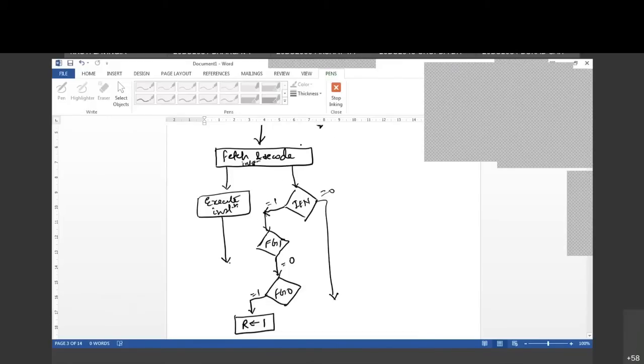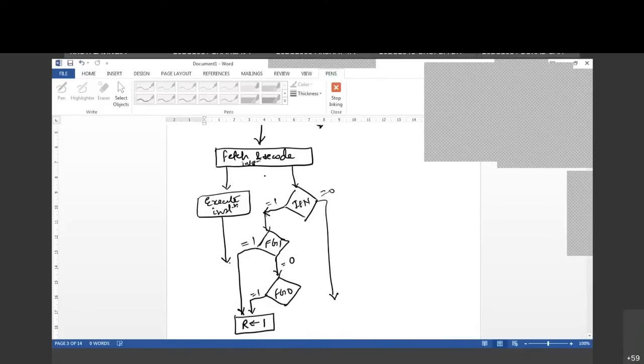What did I tell you when we started off the cycle? That R is a flip-flop which helps us to identify whether it is a normal instruction or an interrupt. So when FGI is 0, FGO would be 1. If FGO is 1, R is set to 1. Similarly, if FGI is 1, in that case also R is set to 1.